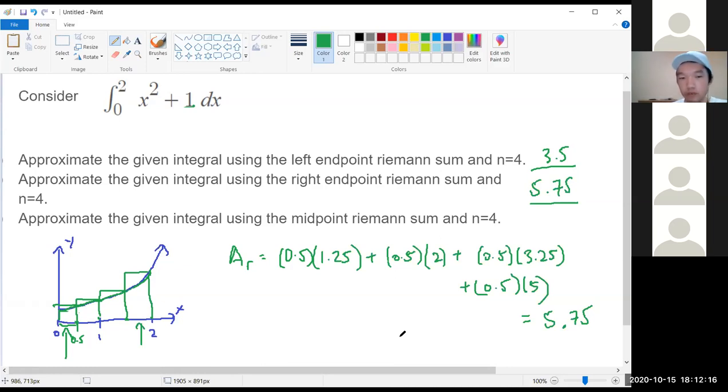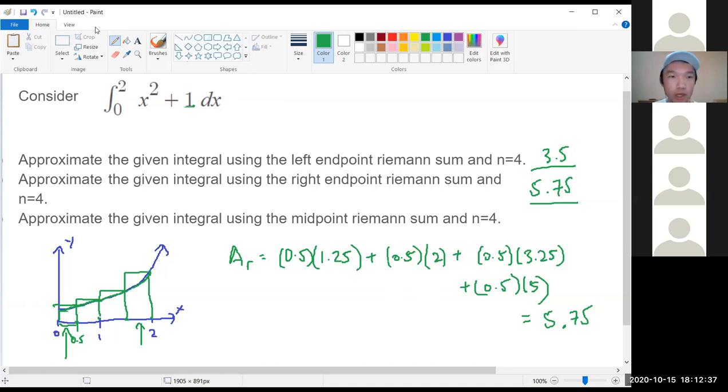Left is under and right is over. Yeah, you can sort of tell from the picture as well. So when we draw the right endpoint, you see how the rectangles are sort of going over the function. So you can tell it's an overestimate. And then for the left endpoints, the rectangles were underneath the blue line. So that was an underestimate.